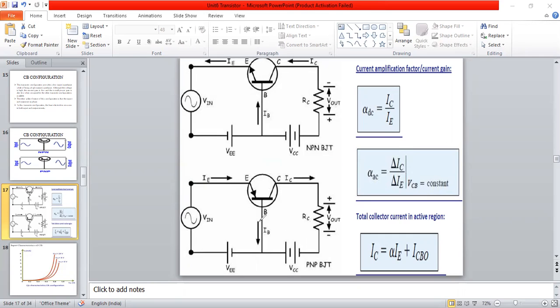This is the PNP transistor. The emitter is P here. So according to this principle, the emitter has to be forward biased. The positive supply is given to the emitter, and the negative supply is given to the base. But while considering the collector current, this is positive, so we have to do reverse bias. Here negative supply, here positive supply we have to give.